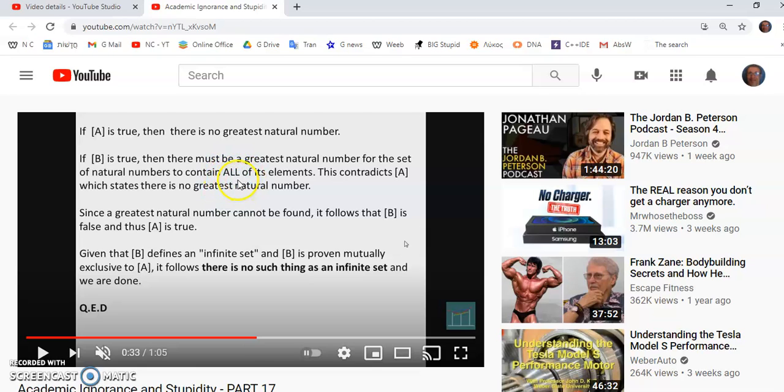So the set would have to contain all of its elements. You can't just write something in set builder notation which states a property of the natural numbers, that each natural number is a multiple of the unit. That's about all you can say. That's not sufficient to prove that an infinite set exists, because you cannot find the greatest one. So, since you cannot find a greatest natural number, it follows that B must be false, and hence A is the only true statement, right? Now, given that B defines an infinite set, and B is proven mutually exclusive to A, it follows there is no such thing as an infinite set, and we are done.